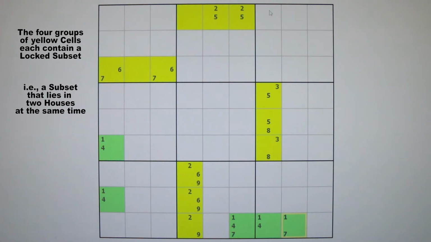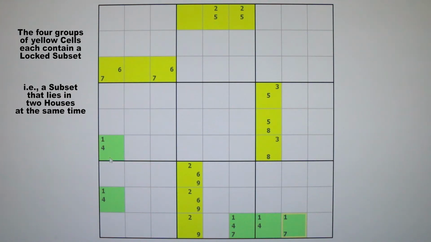And over here in column 7, we have a triplet of 5, 8, and 3. And those 2 triplets are locked because they each lie in a column and a block at the same time. All those yellow groups are locked.